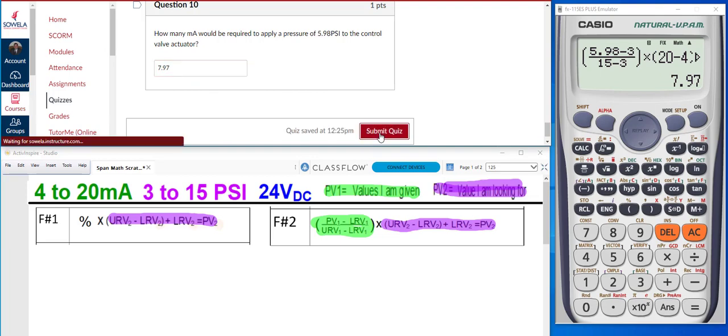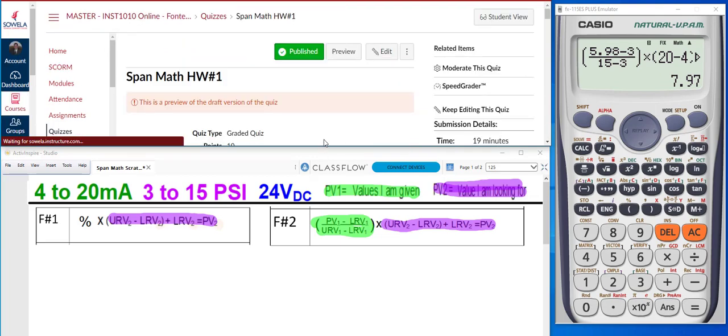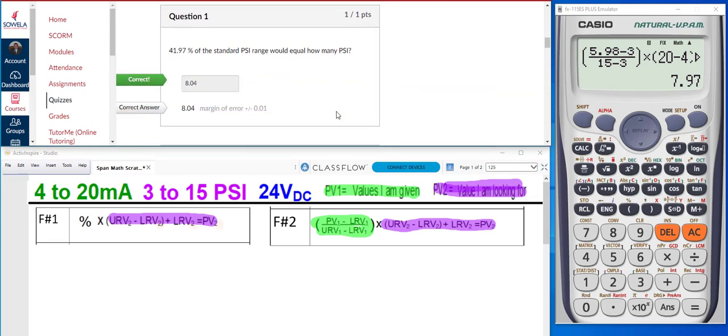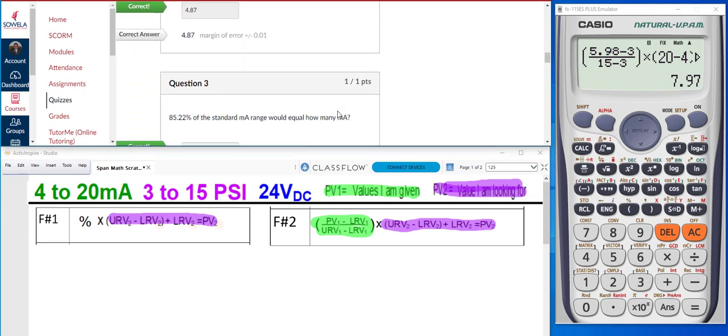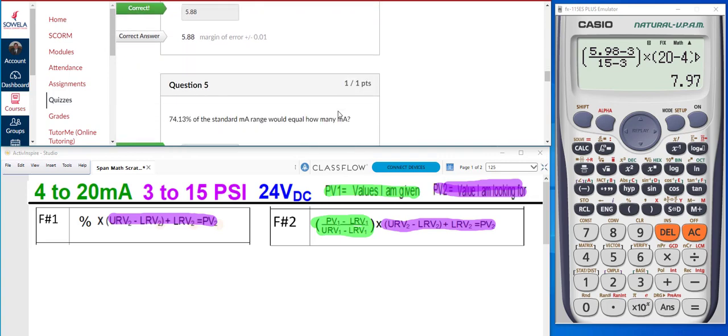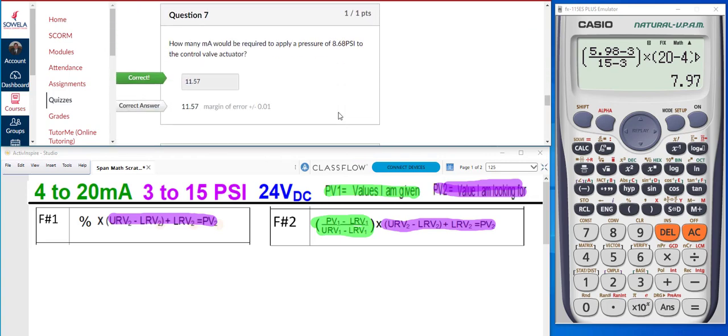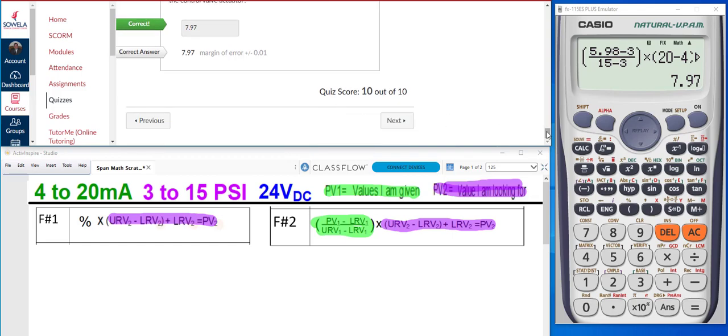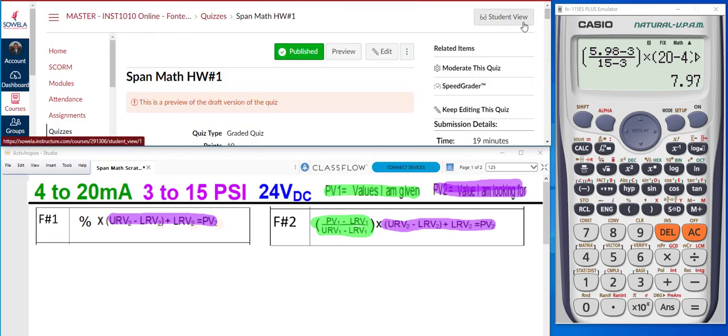And once you submit your quiz, it will give you your grade, and you'll see if you missed anything, and it'll show you the correct answer if you did miss anything. So that's a quick overview of how to do span math homework number 1.